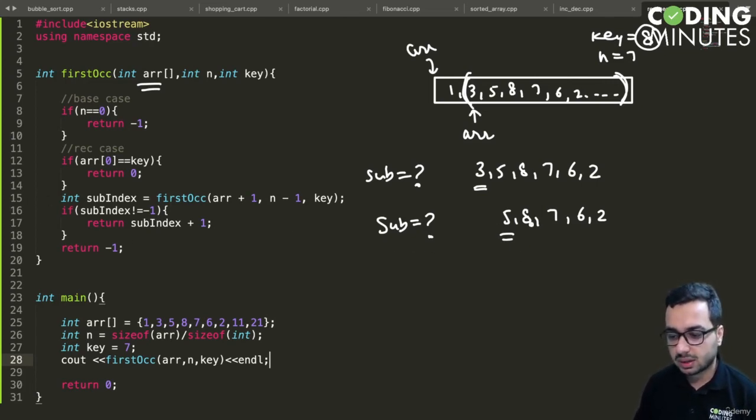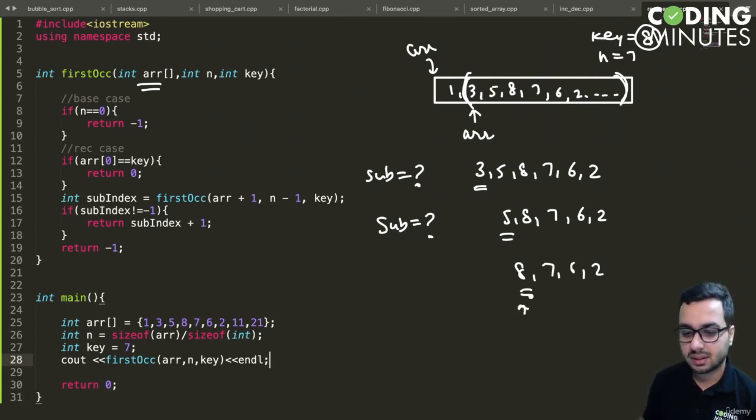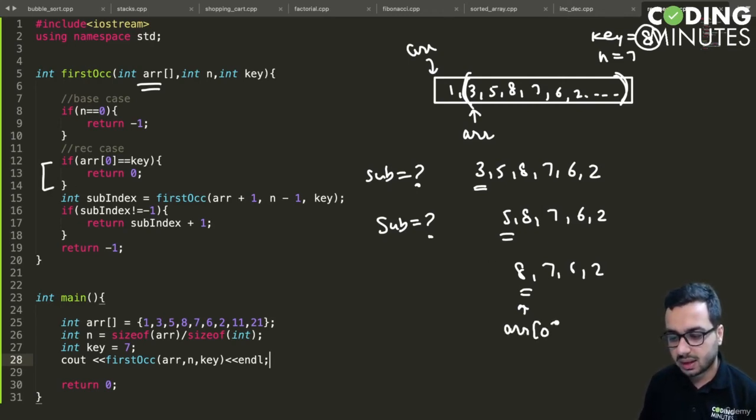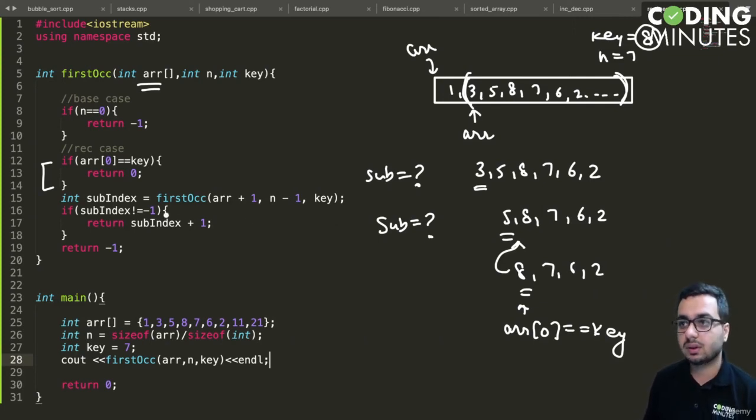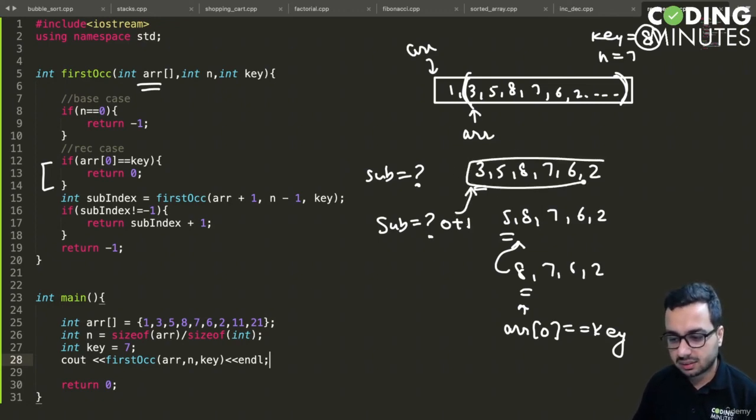Again 5 is not equal to the key 8, so we make another call on this array 7 6 2, and when we pass the address of 8 as the base address, then we see array of 0 is equal to key. At this point array of 0 is 8, and that is equal to our key, and we return 0. So this sub index should be 0, and we check that this sub index is not equal to -1, so we return 1. So this sub index becomes 0 plus 1, and it is returned to this call. And this now checks this sub index is not equal to -1, so it becomes 1 plus 1, that is 2. So it is returned to this one.